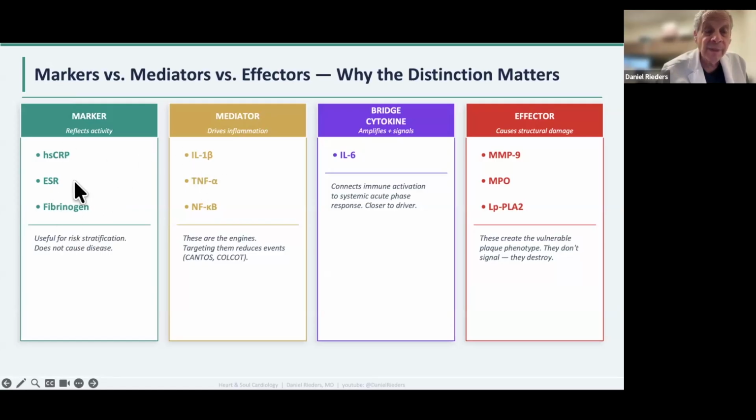All kinds of markers go up in the blood when we have infections or inflammation or cancer. They're a marker that something bad is going on. Then we have mediators. They drive inflammation. And these would be interleukin 1 beta, TNF alpha, NF kappa B. These are the engines. Targeting them reduces events.